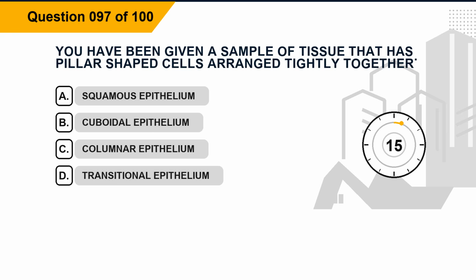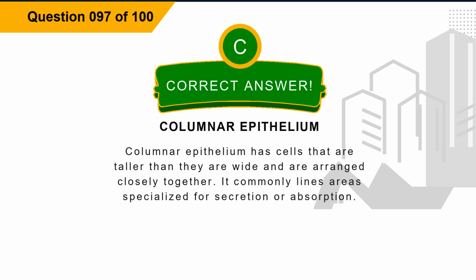Question 97. You have been given a sample of tissue that has pillar-shaped cells arranged tightly together. Option A, squamous epithelium. Option B, cuboidal epithelium. Option C, columnar epithelium. Option D, transitional epithelium. The correct answer is option C, columnar epithelium. Explanation. Columnar epithelium has cells that are taller than they are wide and are arranged closely together. It commonly lines areas specialized for secretion or absorption.